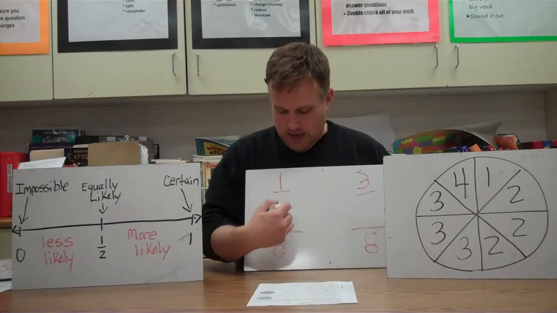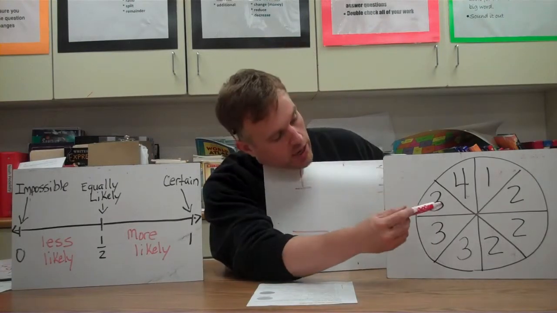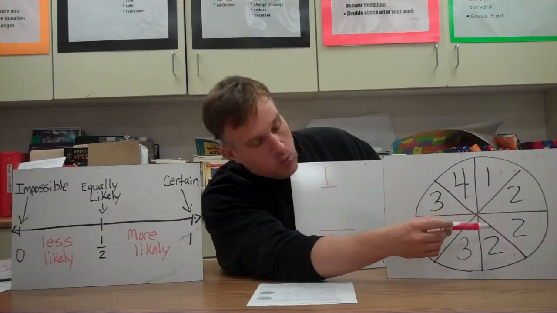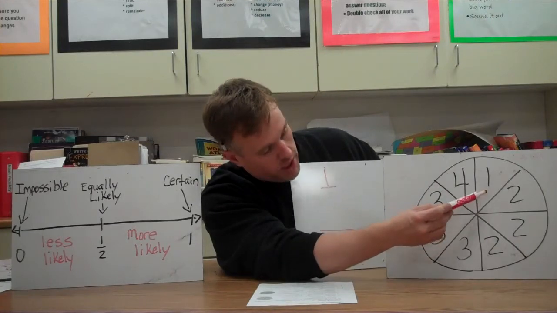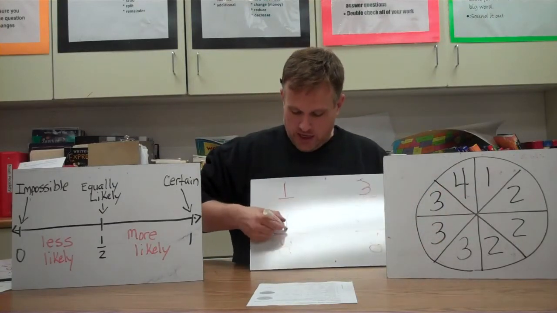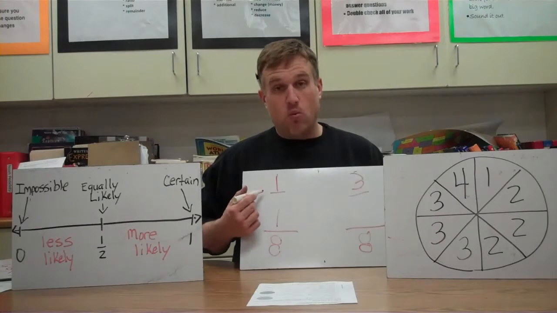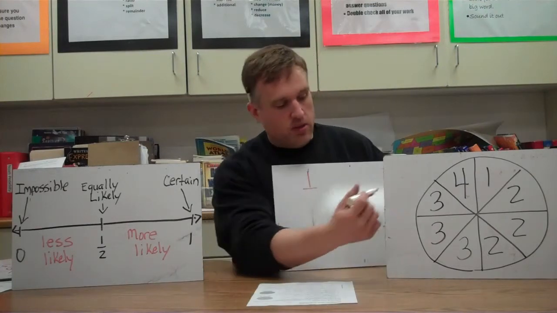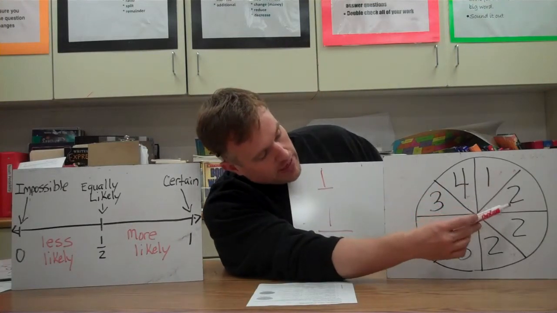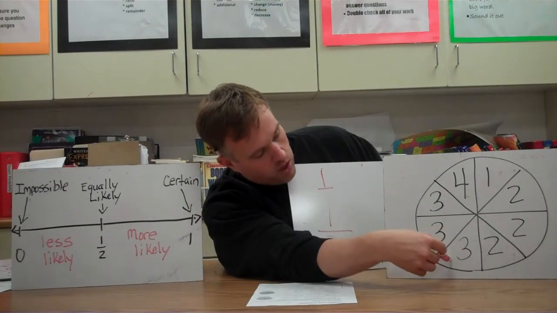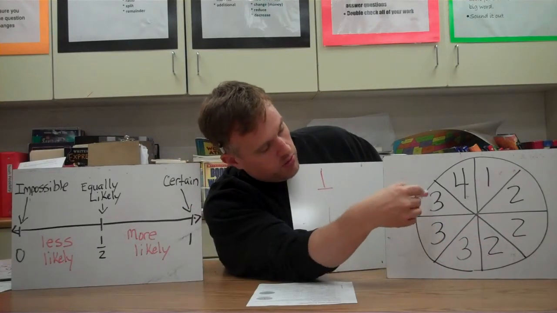Now, what is the chance I could land on a 1? I look at my spinner and how many 1s are there? There's only 1. So I have a 1/8 chance of landing on or spinning a 1. Now I'll look at the 3s. How many chances do I have of landing on a 3? I have 1, 2, 3.